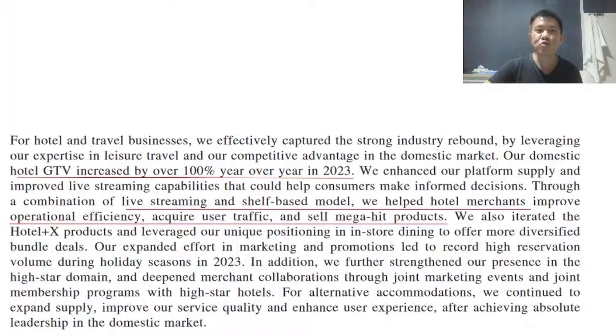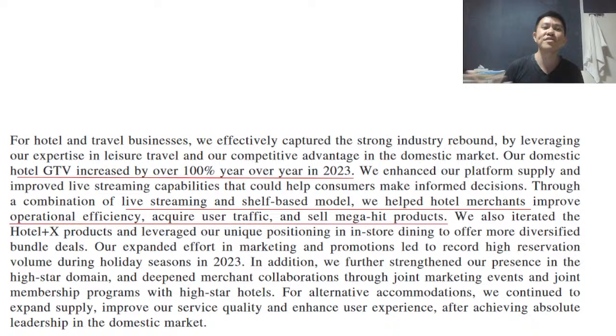So another of their businesses that did very well is the hotel business. Because in China we see traveling coming back. So during the Chinese New Year we see wow, travel record high. Need to book air tickets, need to book hotels. So their domestic hotel gross transaction volume increased by 100%. Wow. That's because 2023 we opened, 2022 was a lockdown. So compared with the lockdown period, of course the numbers are very amplified.